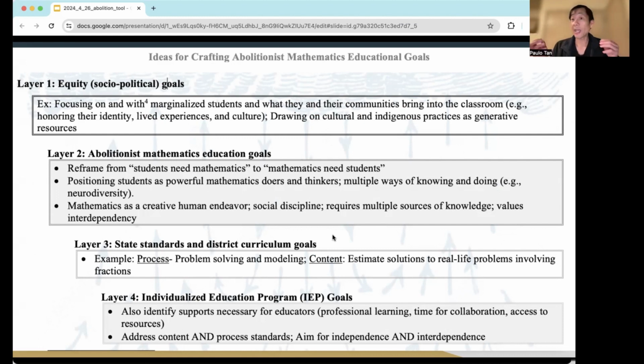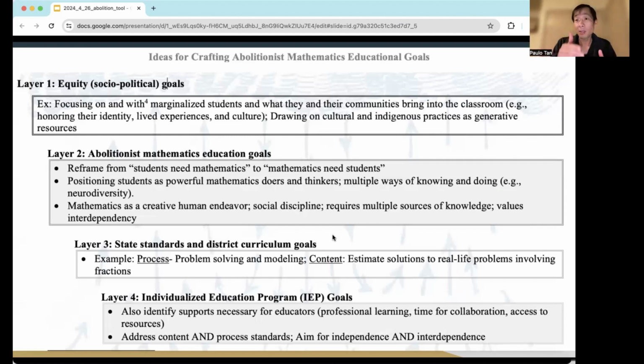So you can think about equity, abolitionist goals, and that may not necessarily focus directly on math at first. But it's saying, as a small group of prospective teachers, this is what we want to focus on in this unit plan. This is a layer one goal. These are our equity goals, if you will.